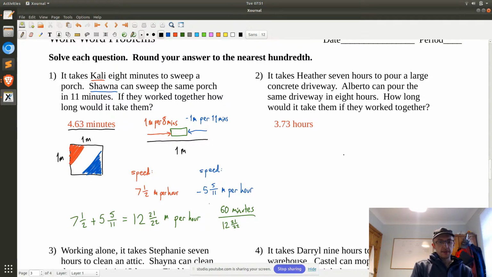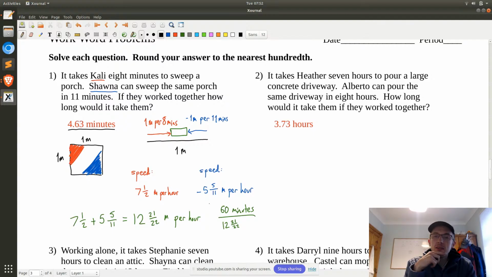4.63 minutes. Okay, so I understand it now. And once you understand it, try and think of a way to do it better, because this was a train wreck. But you gotta train wreck sometimes to improve.